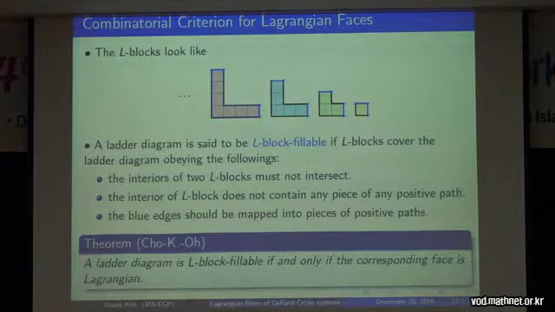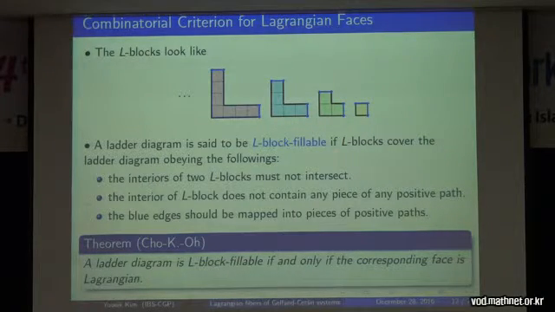And the ladder diagram is said to be L block fillable if L blocks cover the ladder diagram obeying the following properties. The first two conditions are pretty intuitive, so let's focus on the third one. The blue edge, what's a blue edge? The blue edge is the top edge and the rightmost edge. The top edge and the rightmost edge should be mapped into pieces of positive paths.